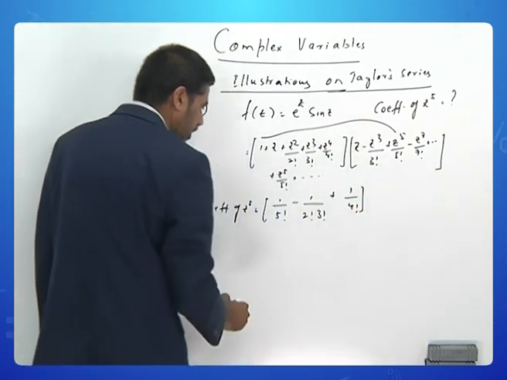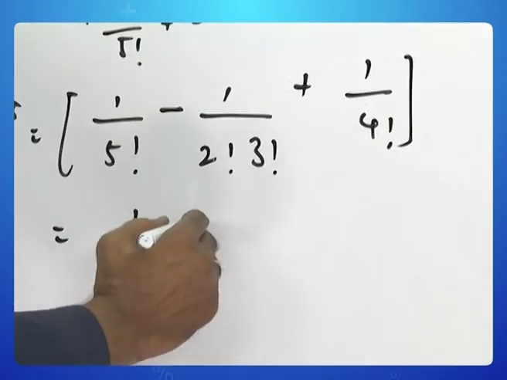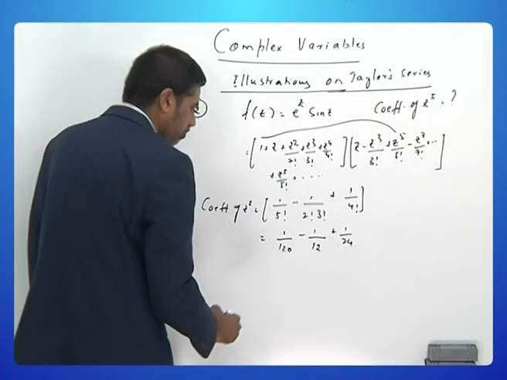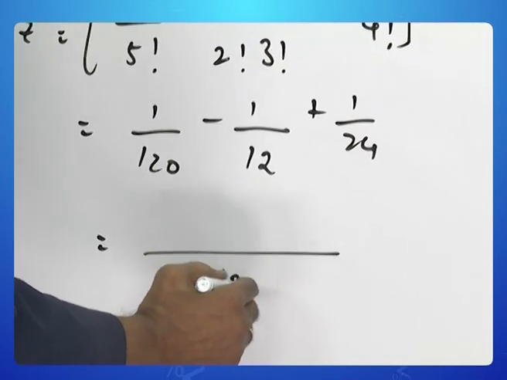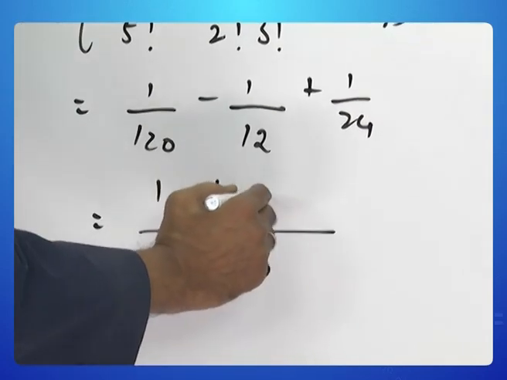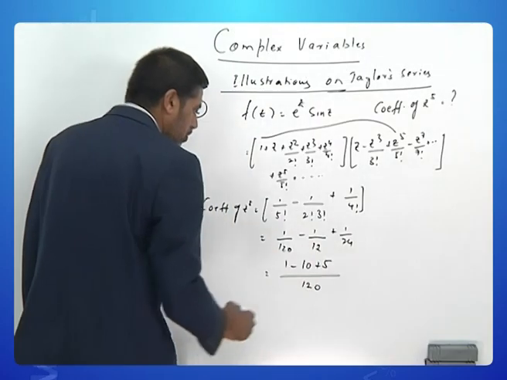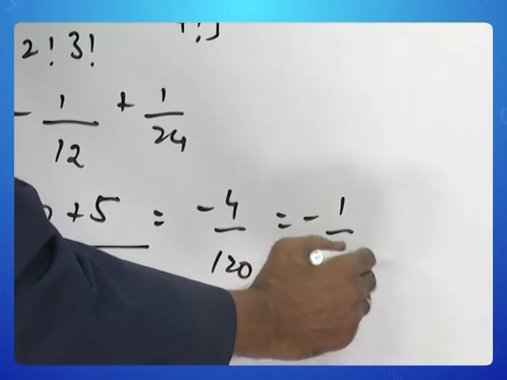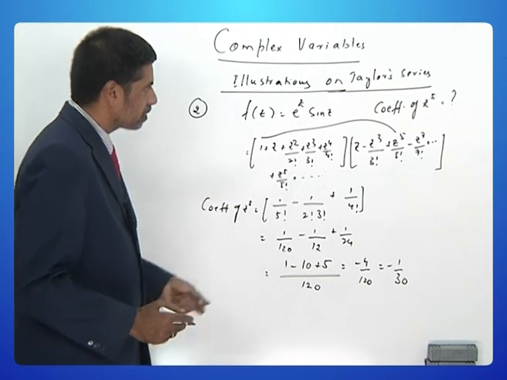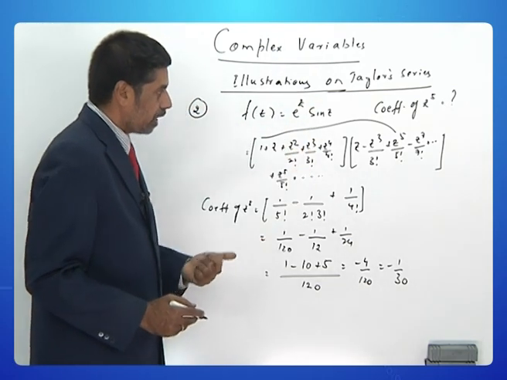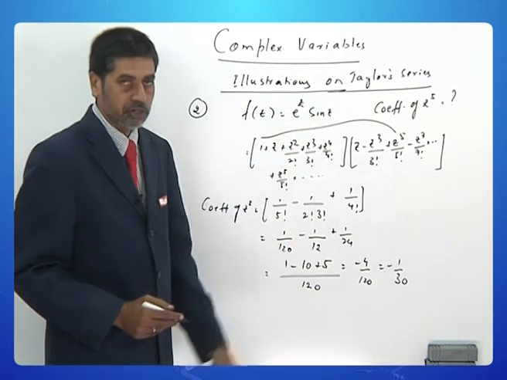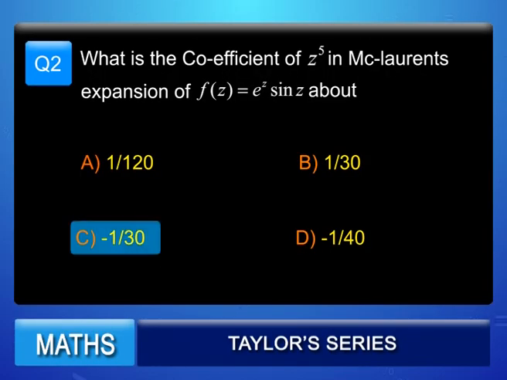Let's simplify this. This is 1 by 120 minus 1 by 2 into 6, which is 12, plus 1 by 24. 120 is the LCM. You get 1 minus 10 plus 5. So you will get minus 4 by 120, which is minus 1 by 30. So this happens to be the coefficient of z to the power of 5 in the expansion. And we have clearly avoided any differentiation. We have used the knowledge of e power z and sin z Maclaurin expansions. So you can find option C, minus 1 by 30, is the correct answer.